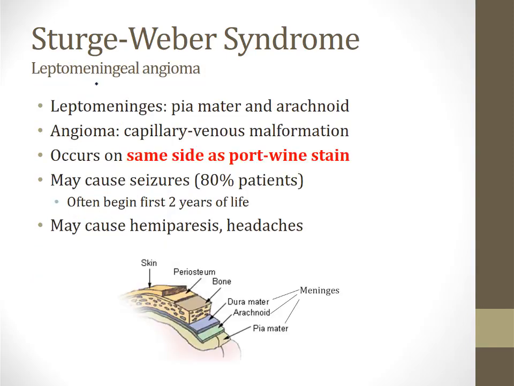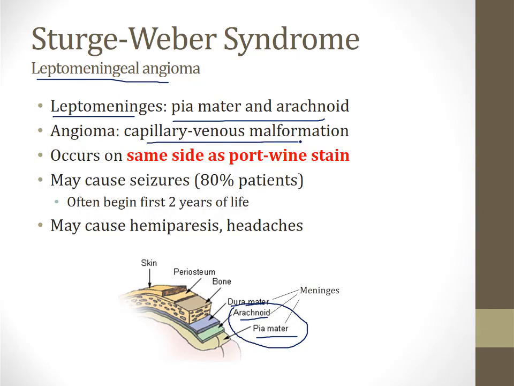Second feature of Sturge-Weber is a leptomeningeal angioma. So the leptomeninges are the pia mater and the arachnoid matter in the brain and in the skull, and they're shown on the screen here. Your meninges are made up of your dura, your arachnoid, and your pia mater, and the arachnoid and pia mater are called the leptomeninges. An angioma is a capillary venous malformation. So in a leptomeningeal angioma, an angioma develops in the leptomeninges.